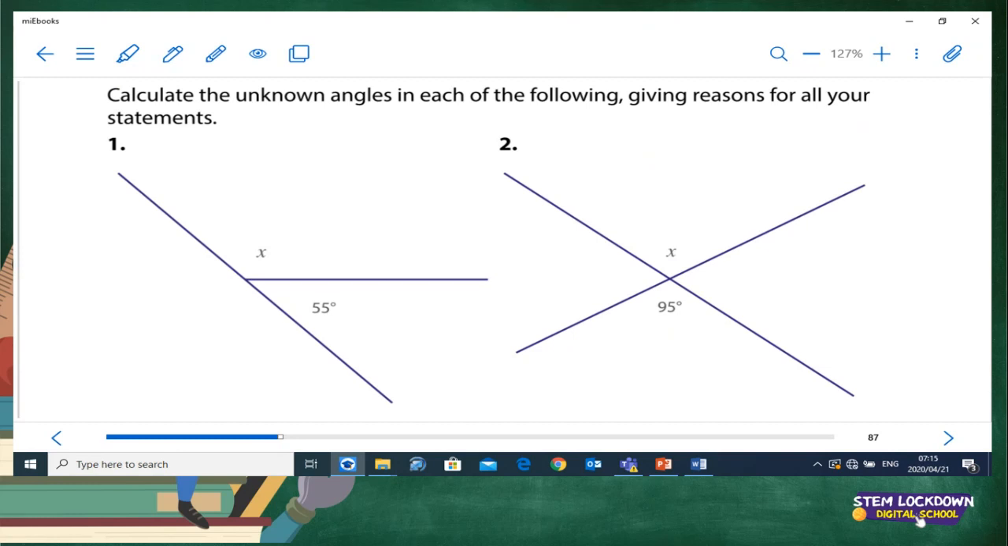We looked at X in the first category there, where we were able to see that when you add X and 55, you must get 180. And of course, the value of X there was given as 125 degrees.